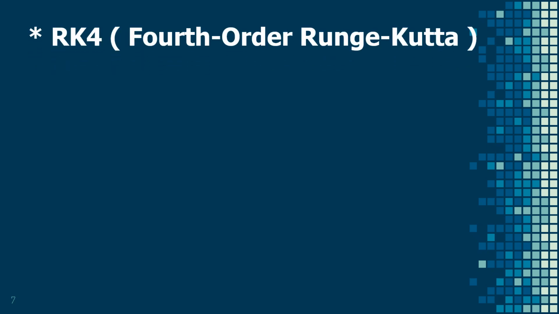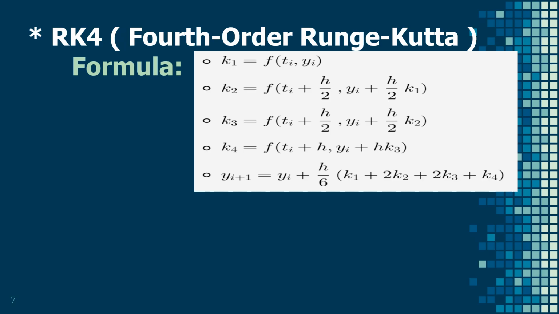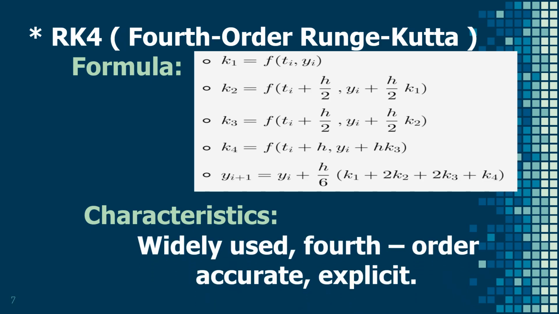The third one, after the two methods of the Runge-Kutta, which is the midpoint method and the RK2, we do have now the RK4, or the fourth order Runge-Kutta. So the formulas that we can make use of for this fourth order Runge-Kutta are these formulas. So what are the characteristics of this method? So this method is widely used, it's fourth order accurate, and this method is also explicit.